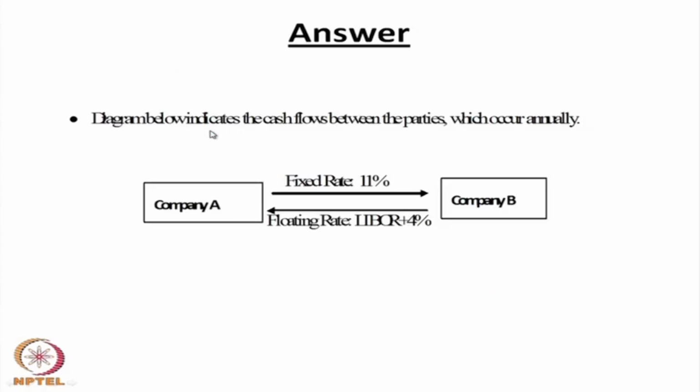Company A borrowing at 11% gives it to company B, and company B borrowing at LIBOR plus 4% gives it to company A. So, the 11% will be paid by company B, and the floating LIBOR plus 4% will be paid by company A. That is how the transaction will take place. What is the transaction here? The same thing.